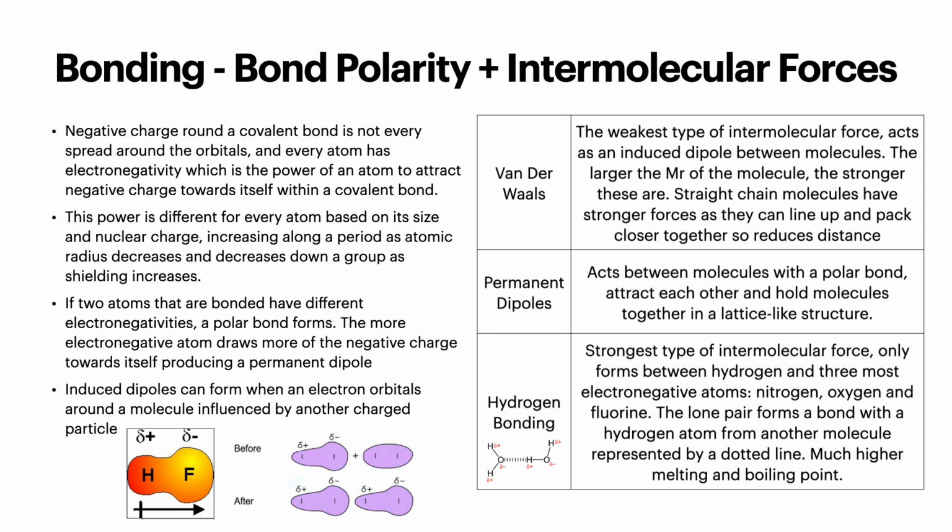Then we've got hydrogen bonding. We spoke about this a little bit earlier, hence why water has a slightly higher boiling point. This is the strongest type of intermolecular force, only forming between hydrogen and the 3 most electronegative atoms, so nitrogen, oxygen, and fluorine. The lone pair forms a bond with a hydrogen atom from another molecule, represented by a dotted line. Much higher melting and boiling point for this.